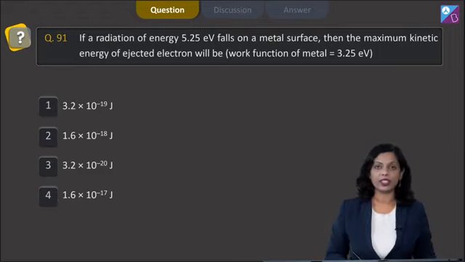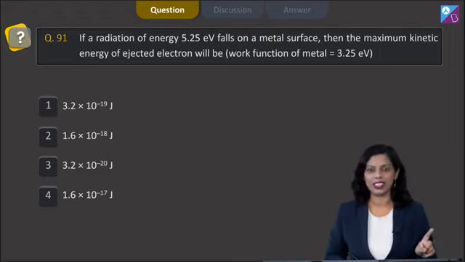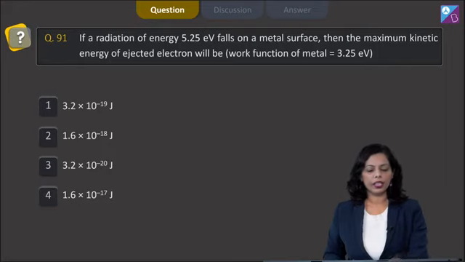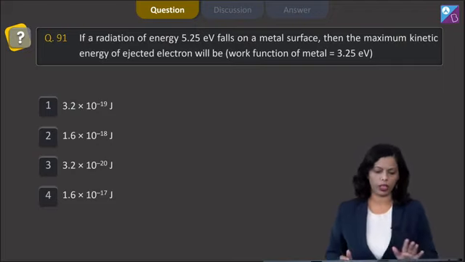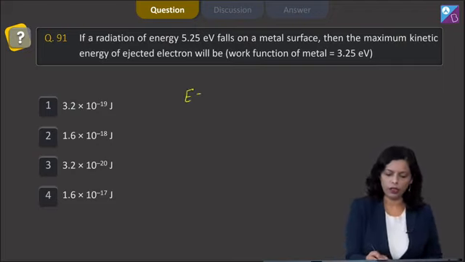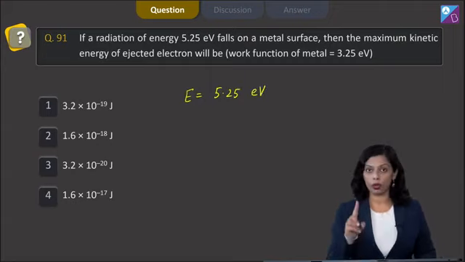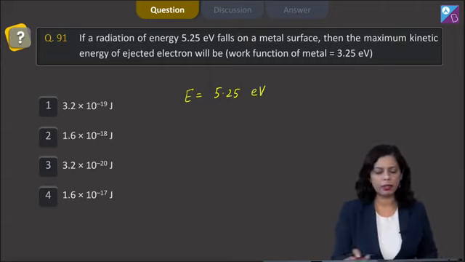Question number 91. The question is easy if the concept is clear. If a radiation of energy 5.25 electron volt falls on a metal surface, this is the energy which is given, 5.25, and it is given in electron volt, not in joule. Then the maximum kinetic energy of the ejected electron will be, given the work function of the metal is 3.25 eV.